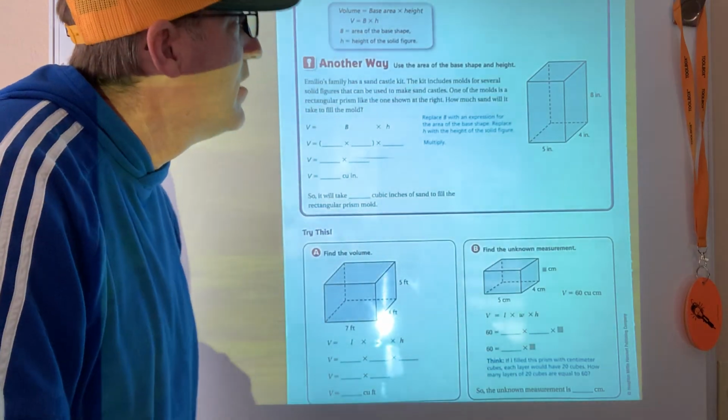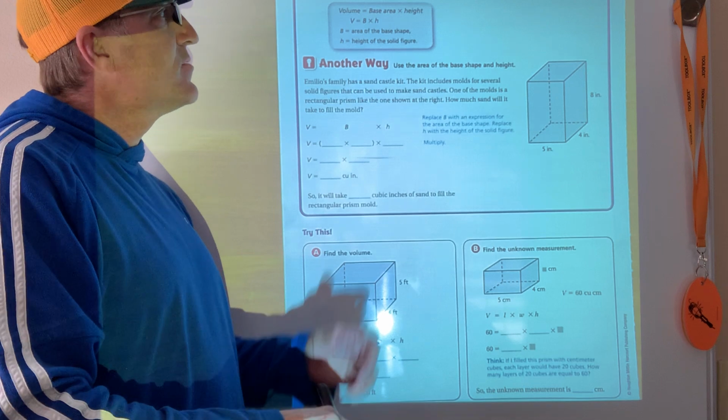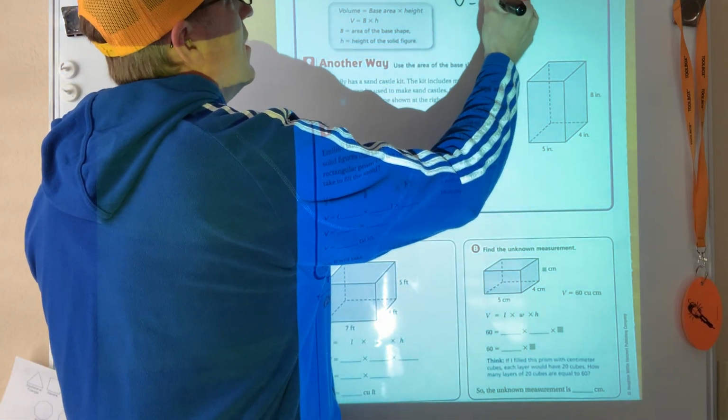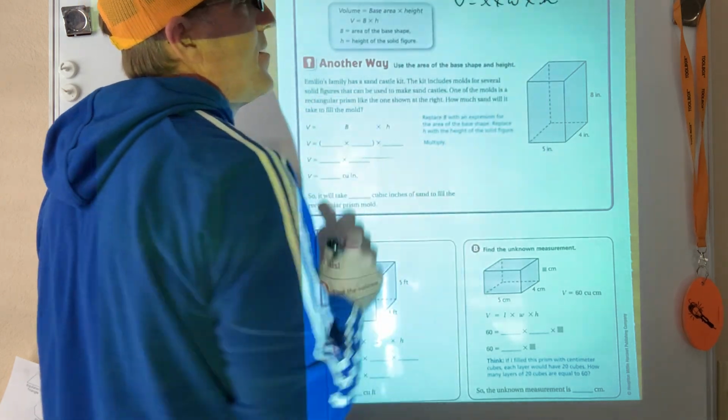That means we're back. This is page 2 of 11.9. It's just 3 more problems. This is what I've been talking about. So we've got volume equals length times width times height, okay?